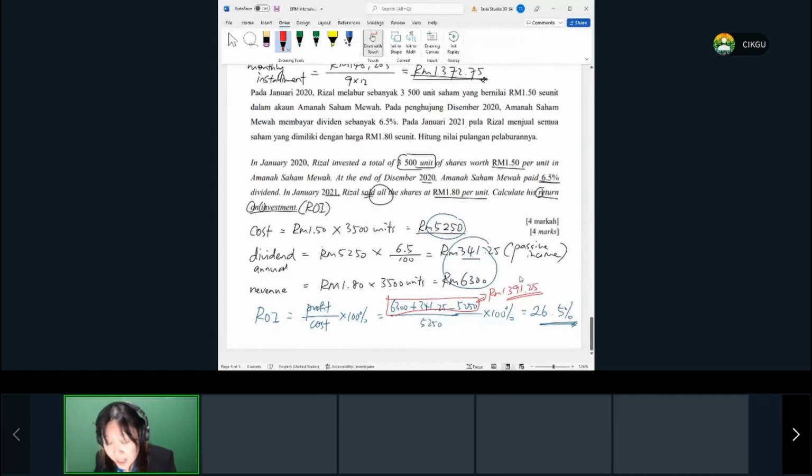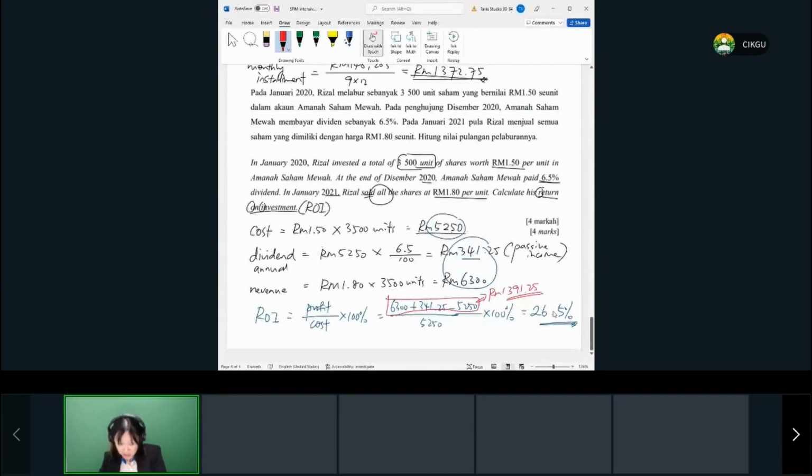He earned back, of course, his 5,000 something, but on top of that, he earned 1,300 something within a year, because he bought in 2020 and sold in 2021. Within a year, he earned this much extra without needing to do anything. Smart kid, smart guy. Okay, and then the ROI is 26.5%. Honestly speaking, 26.5% is a very high ROI.